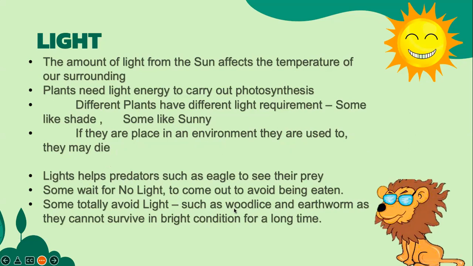Light helps predators such as eagles to see their prey. Some animals wait for no light to come out in order to avoid being eaten by others like eagles. Some, like earthworms, cannot survive in bright conditions, so they totally go underground. That's where there's no light.